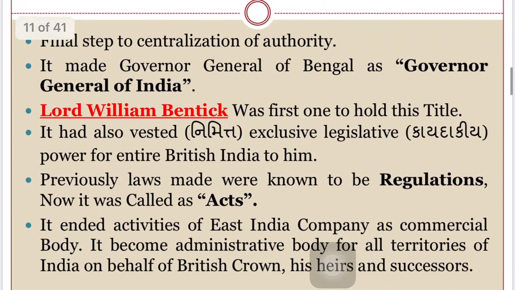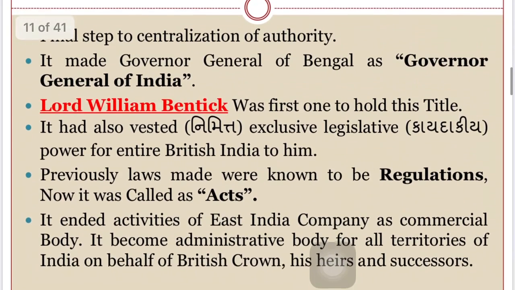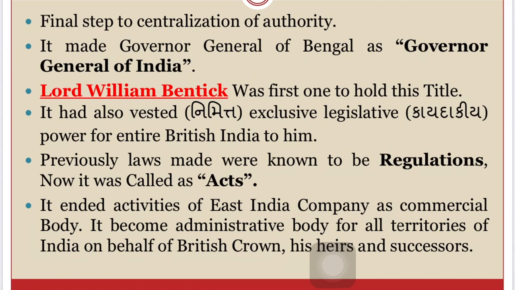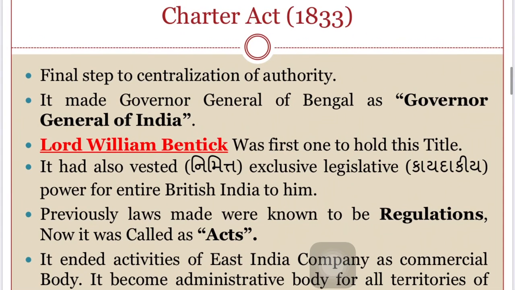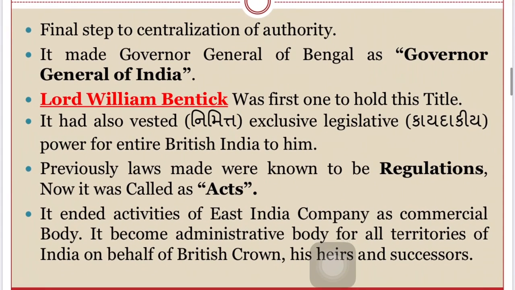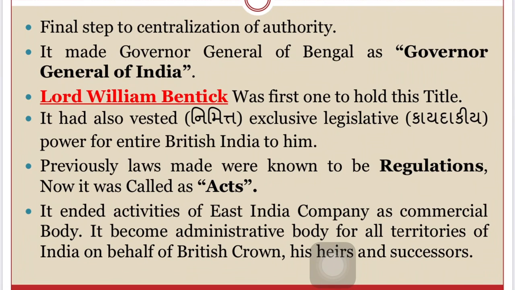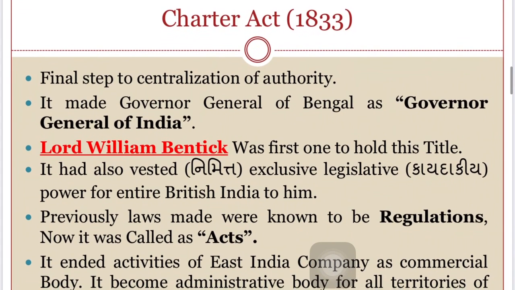Now the Charter Act of 1833 was the first step of the centralization of authority. Why is centralization required? Because with centralization, one rule can be applied to all. That is called centralization. No individual can make that kind of rules. So it was the final step to centralize the authority in 1833.